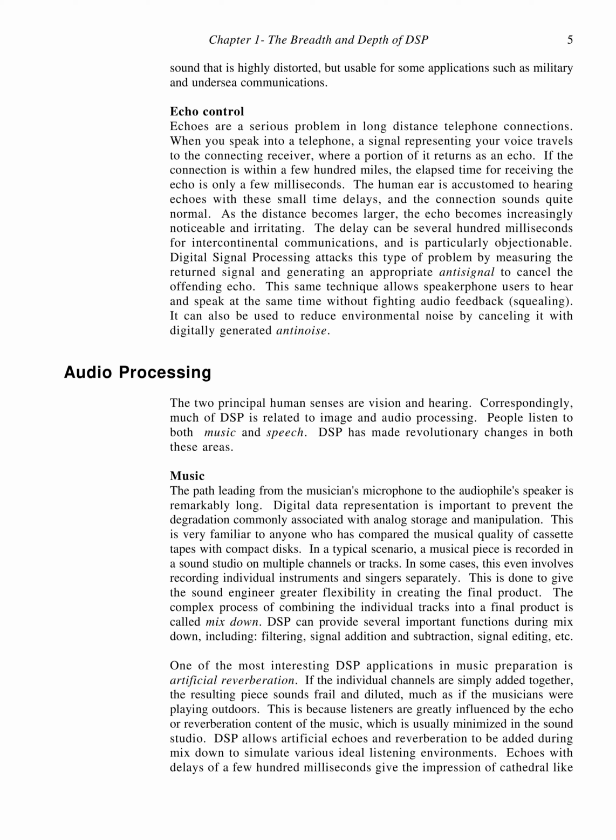In a typical scenario, a musical piece is recorded in a sound studio on multiple channels or tracks. In some cases, this even involves recording individual instruments and singers separately. This is done to give the sound engineer greater flexibility in creating the final product. The complex process of combining the individual tracks into a final product is called mixdown. DSP can provide several important functions during mixdown, including filtering, signal addition and subtraction, signal editing, etc.